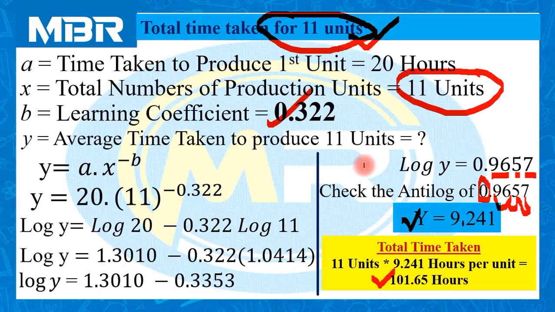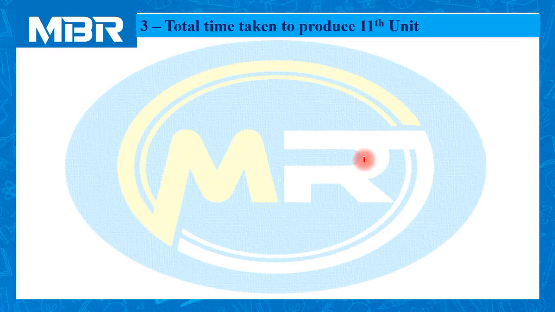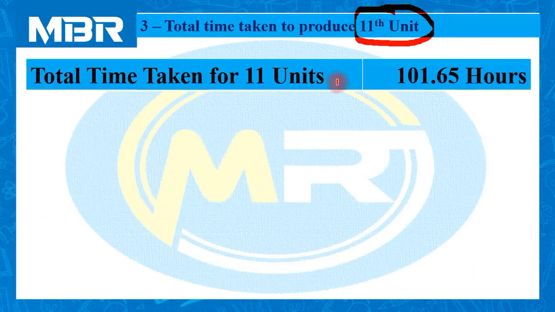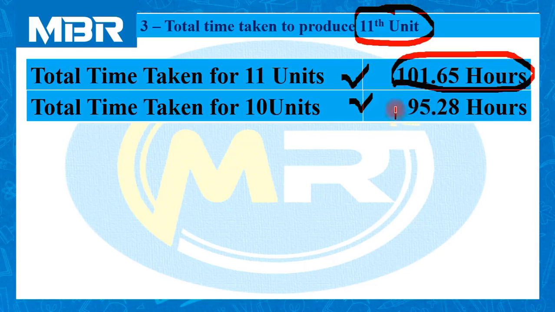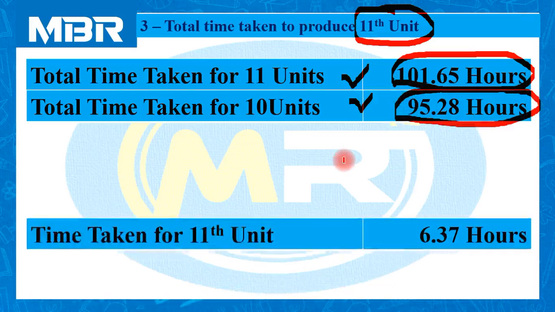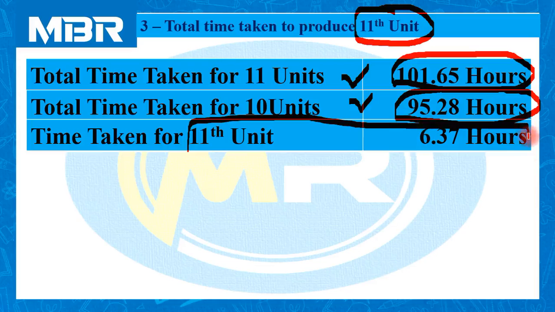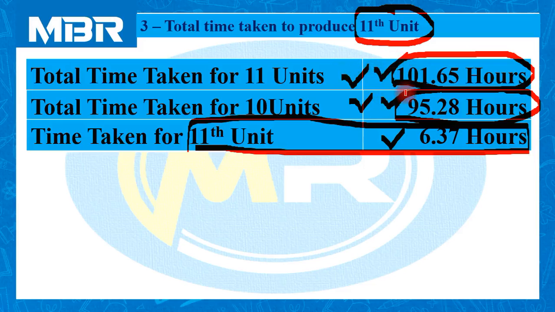Now we have the total time taken for 11 units as well as the total time taken for 10 units. Using this information, we can calculate the total time taken to produce the 11th unit. Total time taken for 11 units, 101.65 hours. Total time taken for 10 units, 95.28 hours. The difference of 101.65 and 95.28 results in our answer, that is, the time taken to produce the 11th unit, 6.37 hours. In the examination, the examiner will concentrate on these numbers, and finally on 6.37 hours.